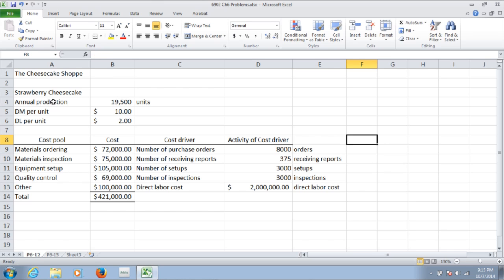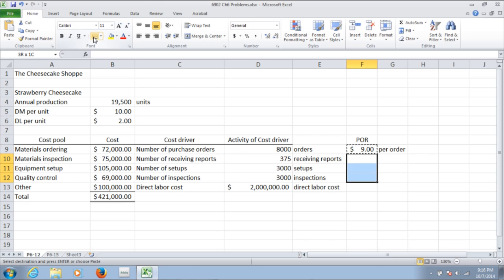So in column F, what I'm going to do is construct the overhead rate per unit of activity for each of the 5 cost pools. So here is our predetermined overhead rate. For each of these will just be the quotient of the estimated overhead costs divided by the estimated activity of cost driver. So for materials ordering, this would be $9 per order.